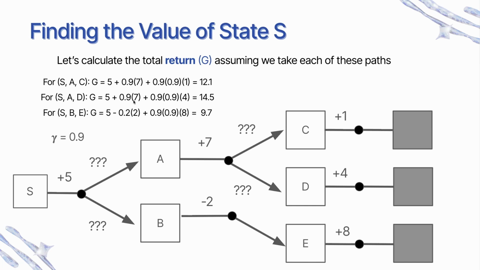The total return for SAD is 14.5 using the same method. And the total return for SBE is 9.7, right? Okay, that should be 0.9 times 2, not 0.2 times 2. That's a mistake. But yeah, you guys get how the return is calculated? No questions here? I just add up the rewards, but with the discount factor.